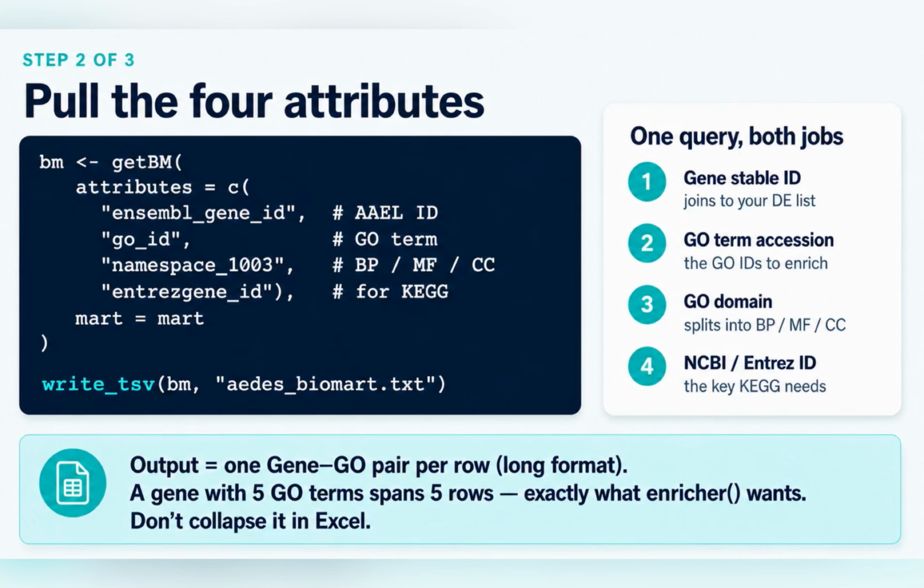This tells us the GO domain associated with each term. The fourth attribute is entrezgene_id. This provides the NCBI Entrez gene ID, which can be used for KEGG enrichment analysis. We retrieve all four attributes in one BioMart query and store the result in an object called BM. We then save the annotation as a tab-separated file.